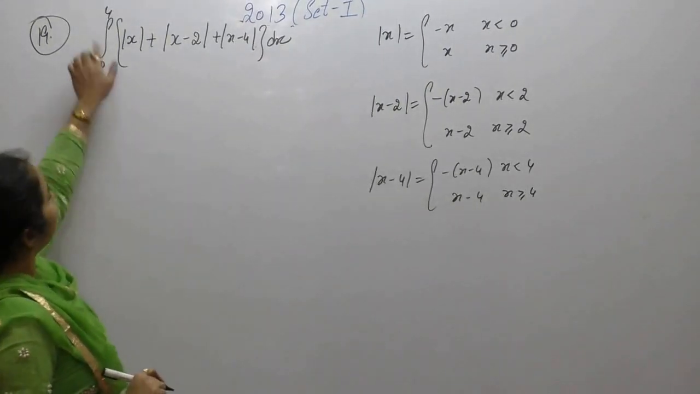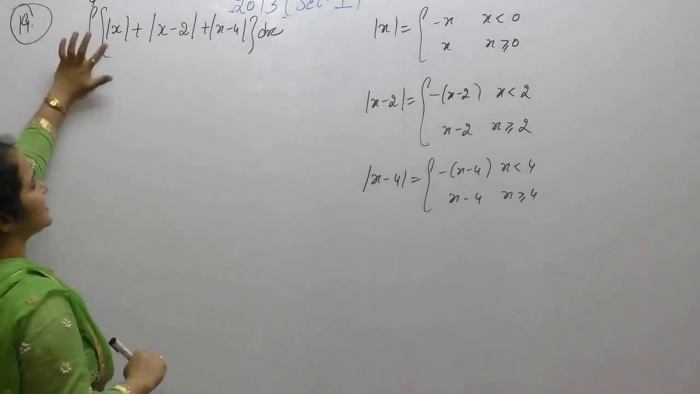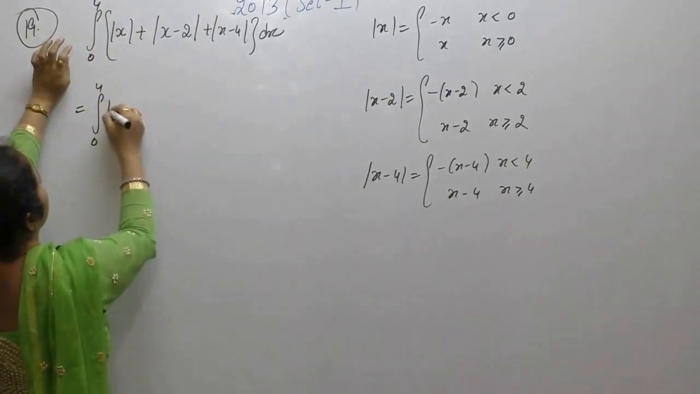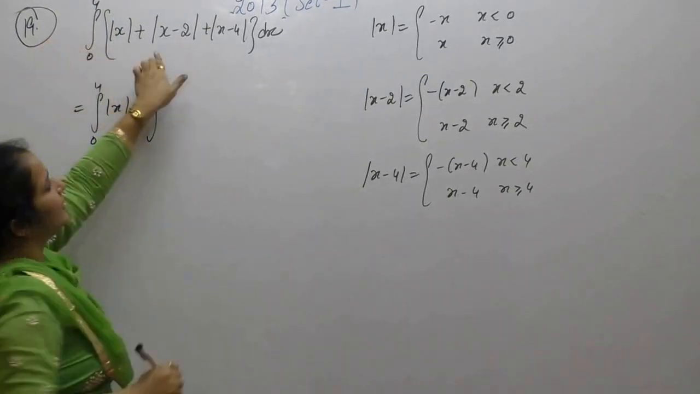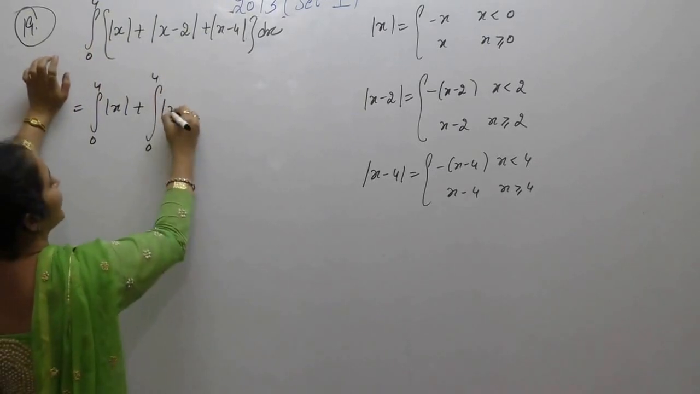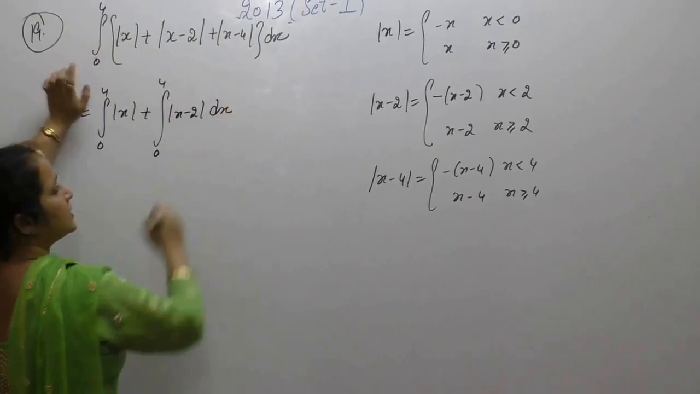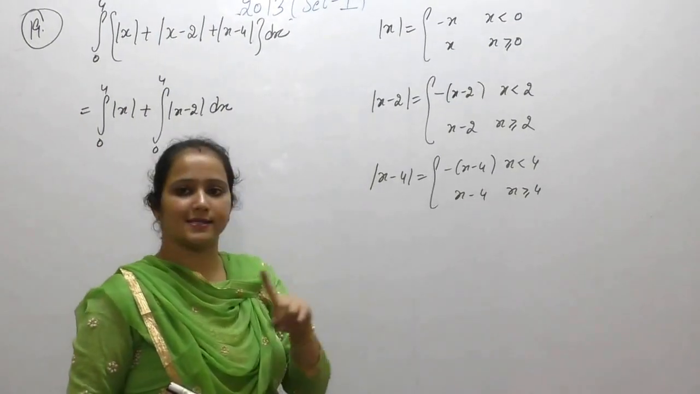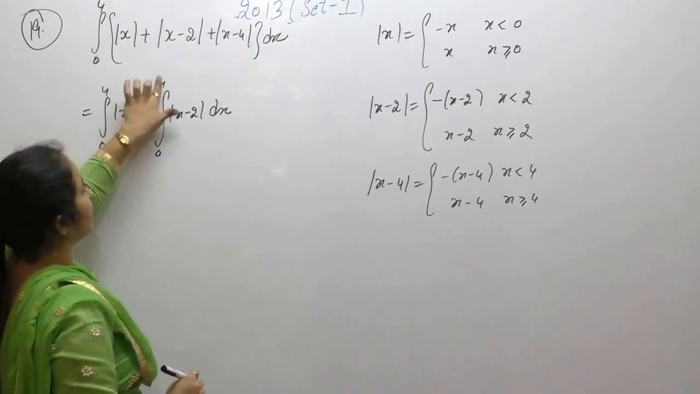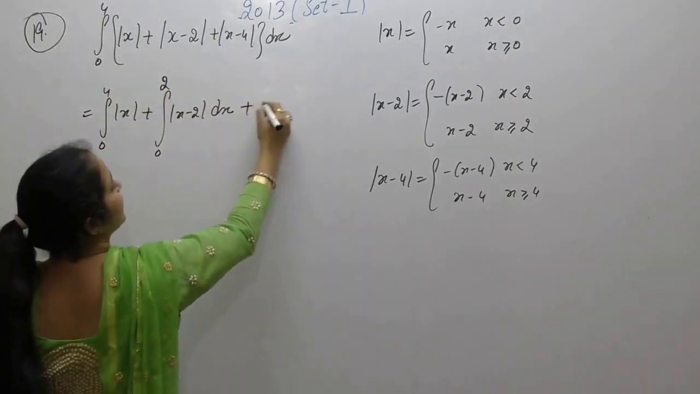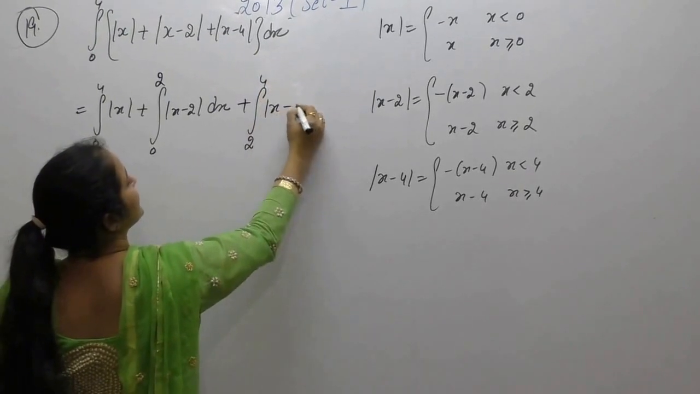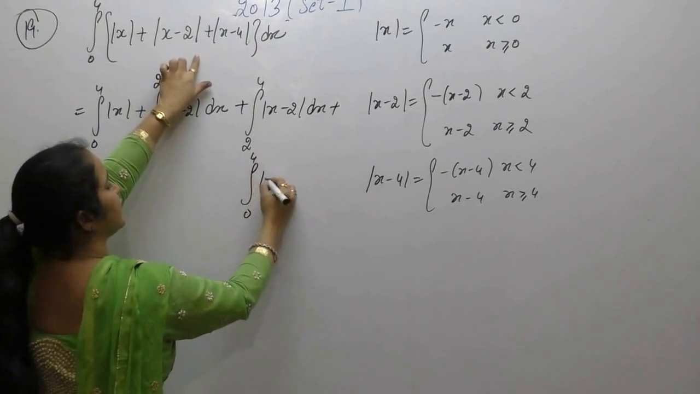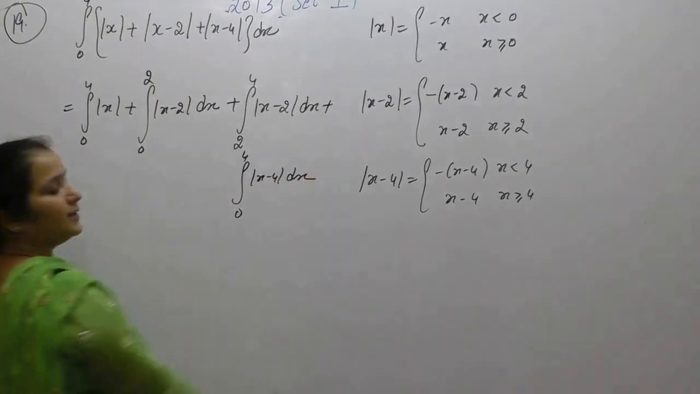Now the limit goes from 0 to 4. This has the point 0, so we can write it as the integral from 0 to 4 of modulus of x. Here when the limit goes from 0 to 4, modulus of x minus 2 dx. So here when we put x minus 2 equal to 0, we have the point x equal to 2. So the first limit will go from 0 to 2, then from 2 to 4. Is this step clear to everyone? Now next is x equal to 4, so 0 to 4, modulus of x minus 4 dx.